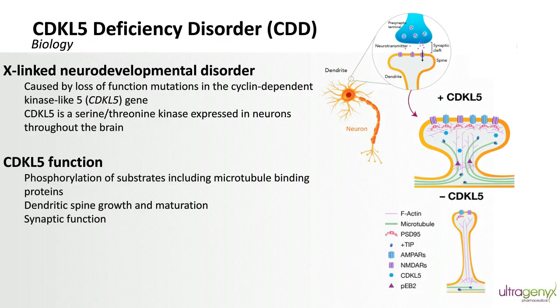So to give you a little bit of background on what CDKL5 deficiency disorder is, it's an X-linked neurodevelopmental disorder, and this is caused by loss of function mutations in a gene called CDKL5. This gene codes for a protein product called cyclin-dependent kinase-like 5, and this protein is expressed ubiquitously throughout the body, but one of its most important locations of expression and of function is within neurons.